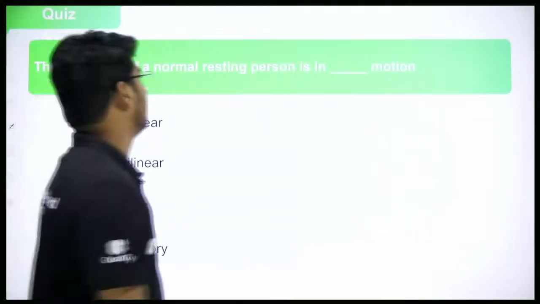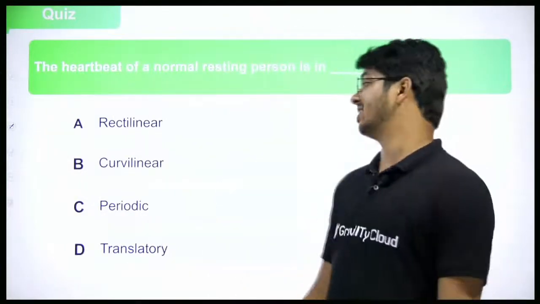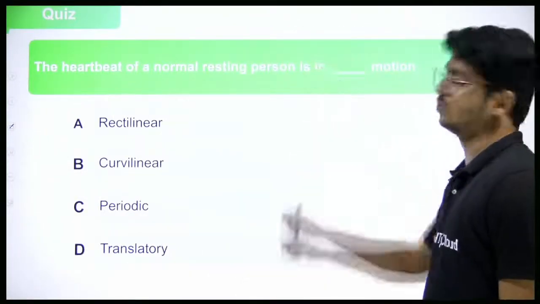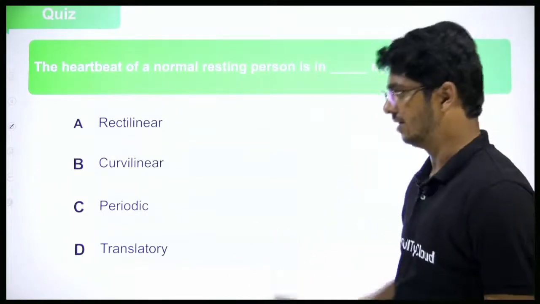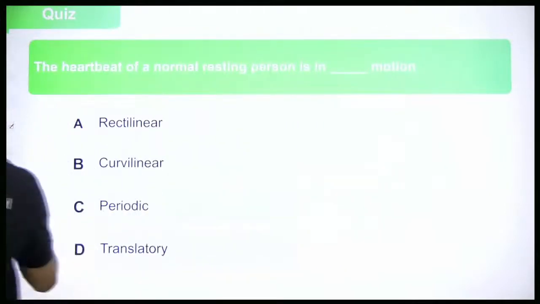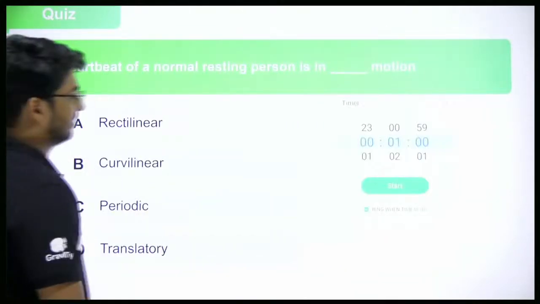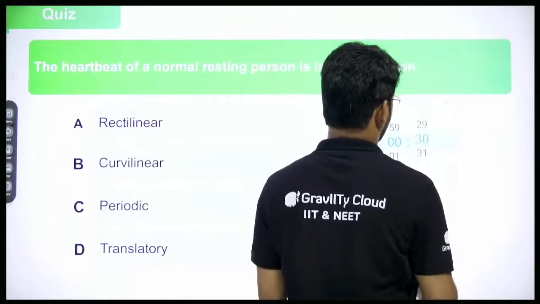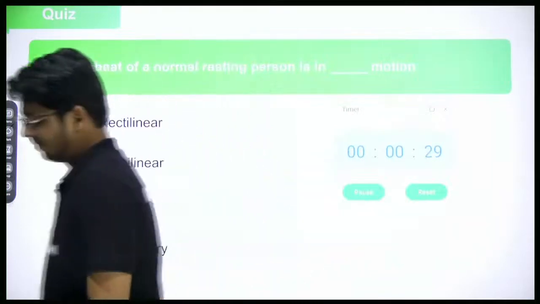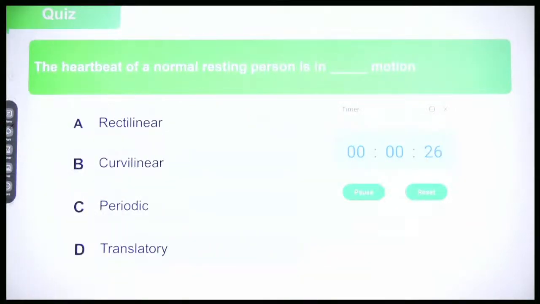The heartbeat of a normal resting person is in dash motion. Your options: rectilinear, curvilinear, periodic, or translatory. So again, how much time this time? I'll give you 30 seconds of time. Everyone, 30 seconds. Timer has started, so 30 seconds. The heartbeat of a normal resting person is in dash motion. Rectilinear, curvilinear, periodic, or translatory. What is that going to be?